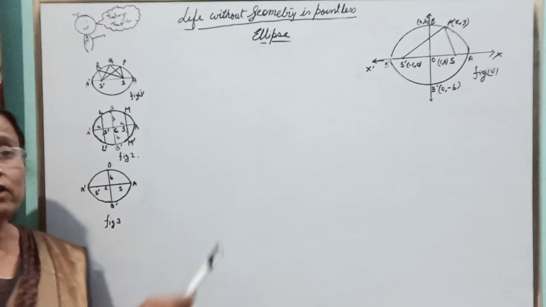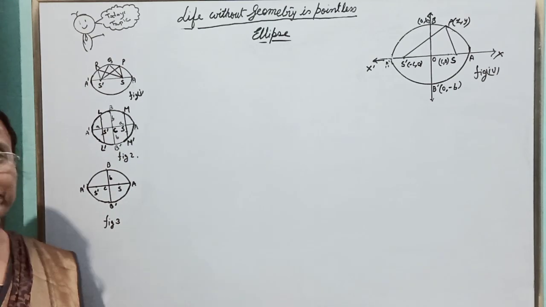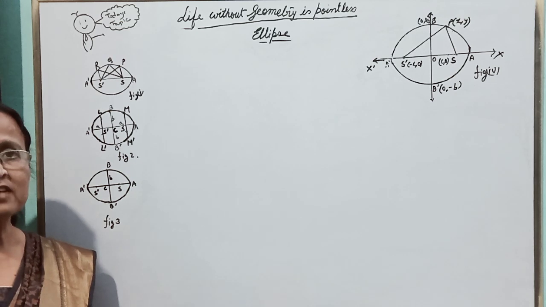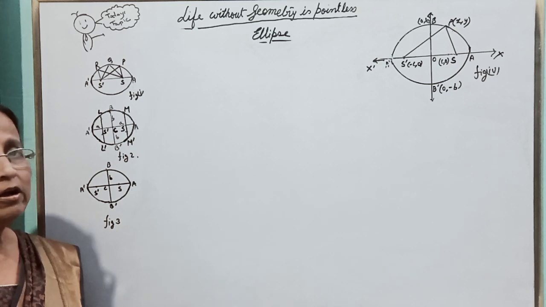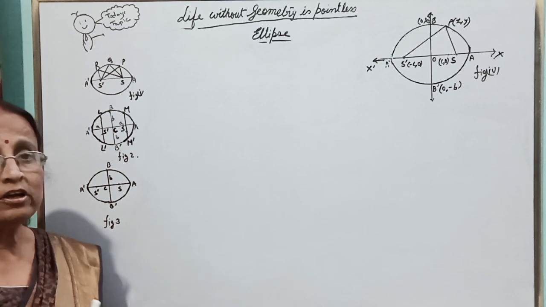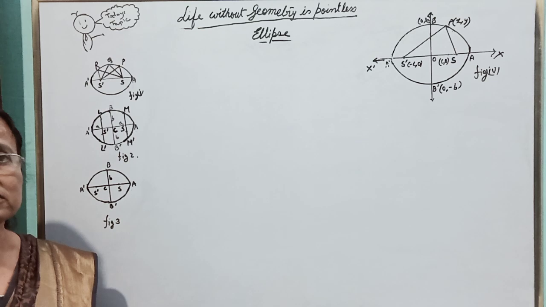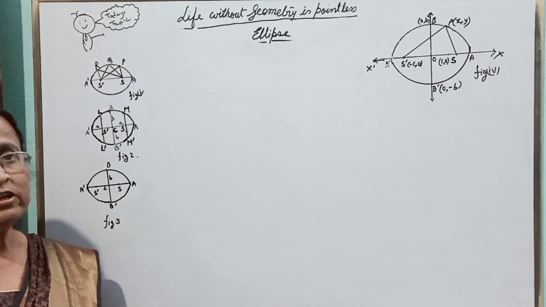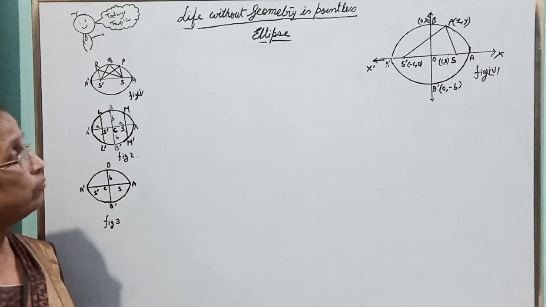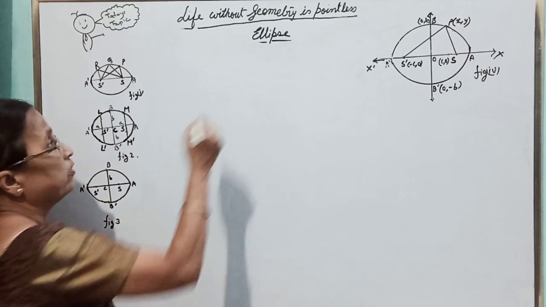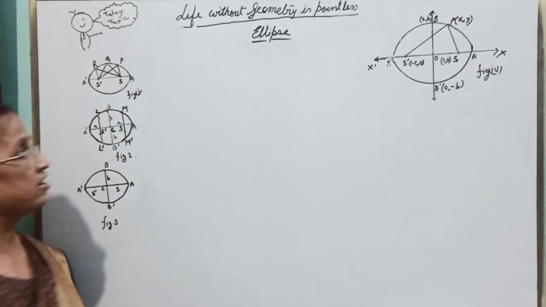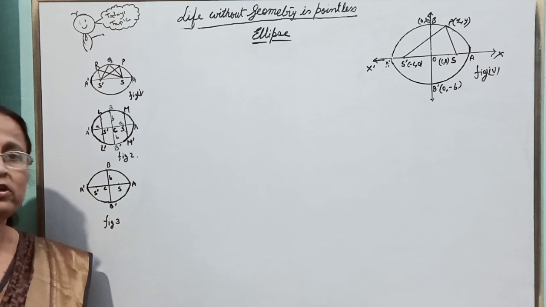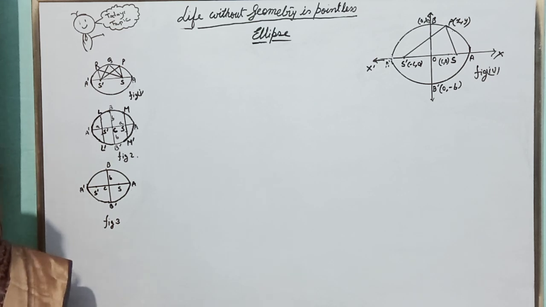What is geometry? Life without geometry is pointless. Without geometry, we can't even think about the shape or size of a thing or a particle, or about distances. If you want to find the distance between two points, two places, then you need geometry. One of the most important parts of geometry is conic sections, in which we'll study the ellipse. We'll study from the basics of the ellipse.